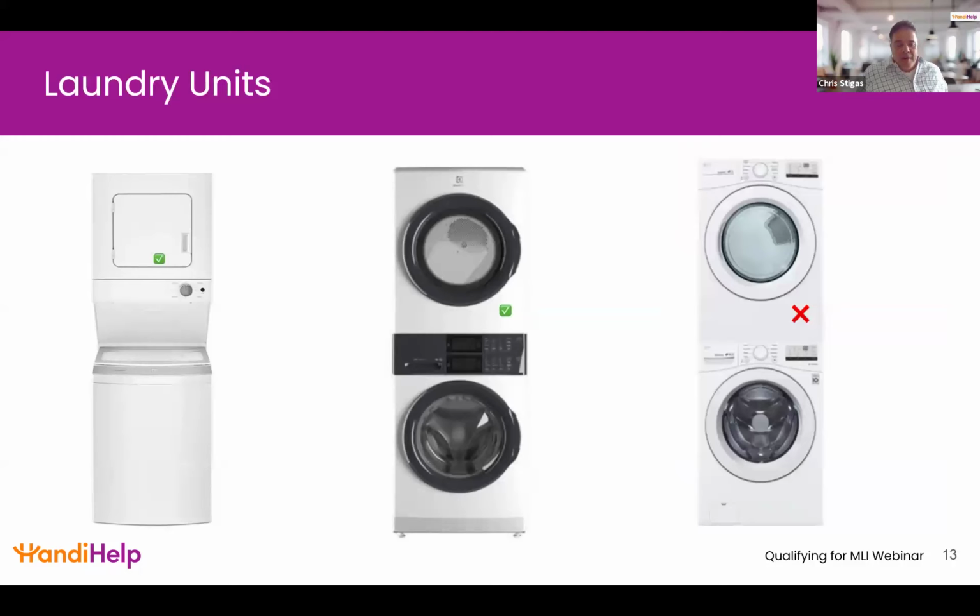So you can see the one on the left, the controls are in the middle, and also on the bottom for the washing machine, they're touch controls. And the unit in the middle has touch controls for both in the middle. And then again, the unit on the right has controls for the washer in the middle, but the dryer is up high, so that's not a good fit.